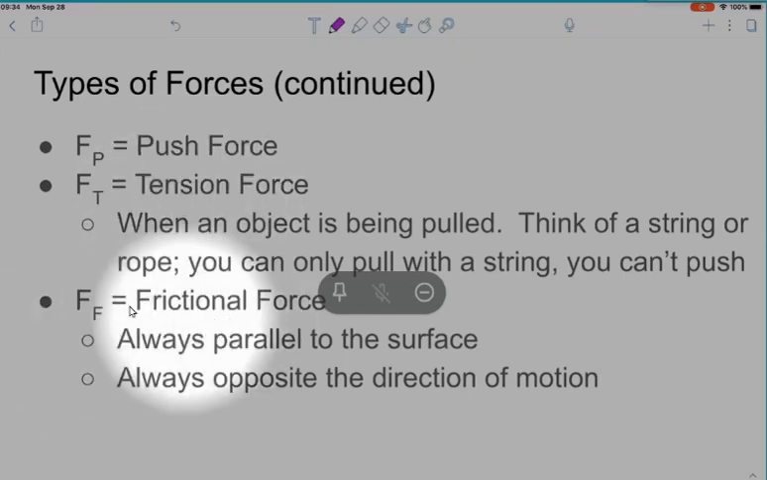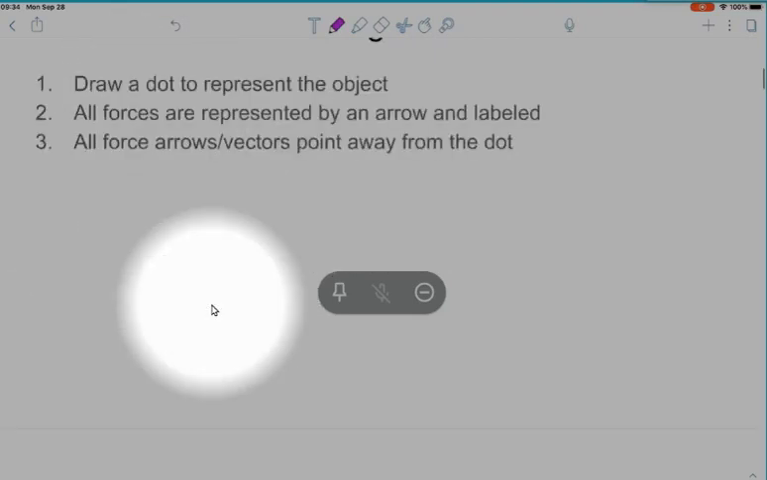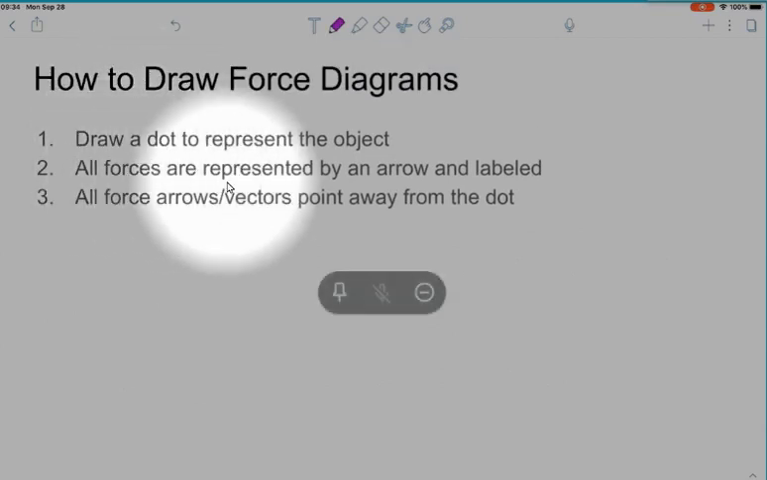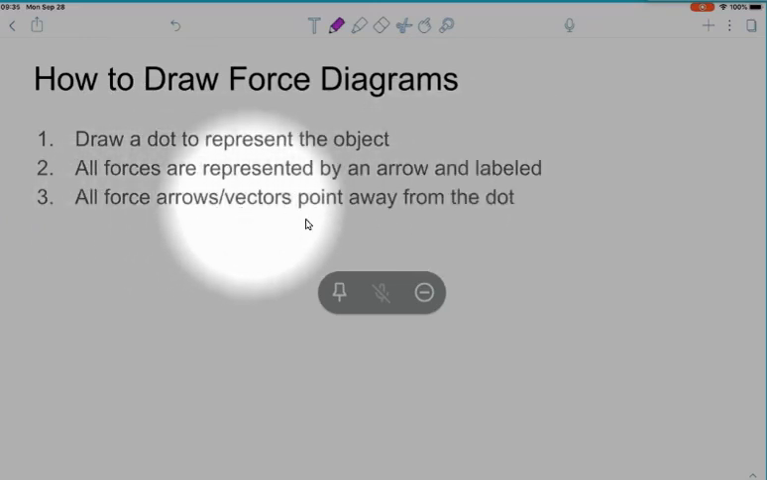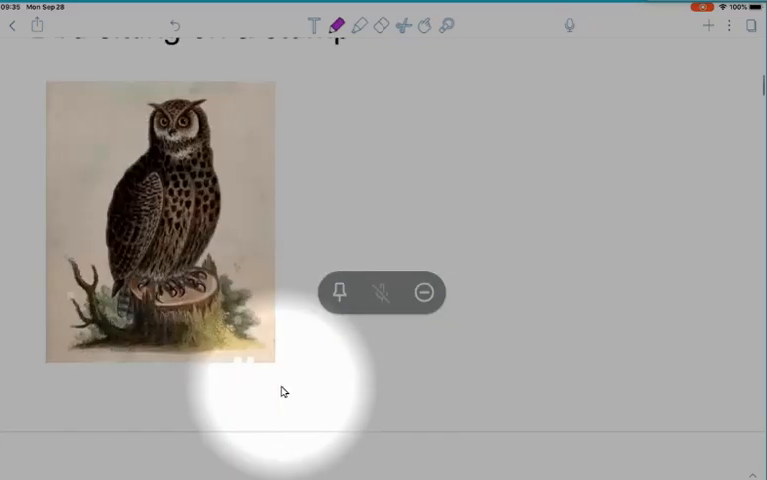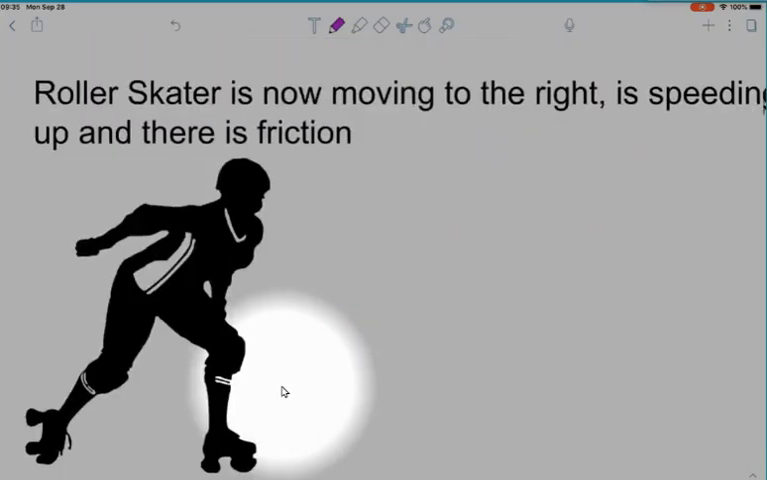And with all of these, like push or pull or tension, I'm not going to be super picky about. As long as it makes sense, I'm happy. Drawing a force diagram, remember you have to draw a dot to represent the object. All the forces are going to be represented by an arrow and labeled, and all the arrows or vectors point away from the dot. So we talked about the bird and the skater and the other skater, and then for homework, you were supposed to do this one.